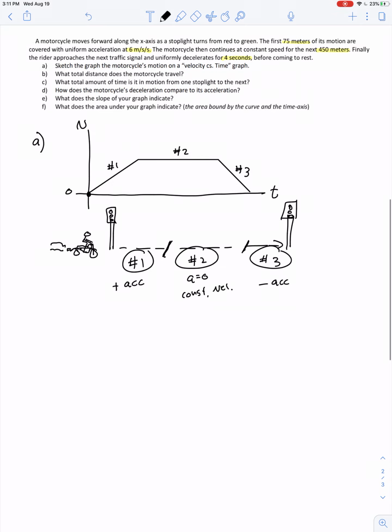Now, ultimately, we're going to want to figure out some of these values, right? We want to know what is that velocity that it maintains in interval number 2, and we need to know how much time did it take before it got to the end of the first interval or the end of the second interval and so on. Okay, question B. What total distance does the motorcycle travel?